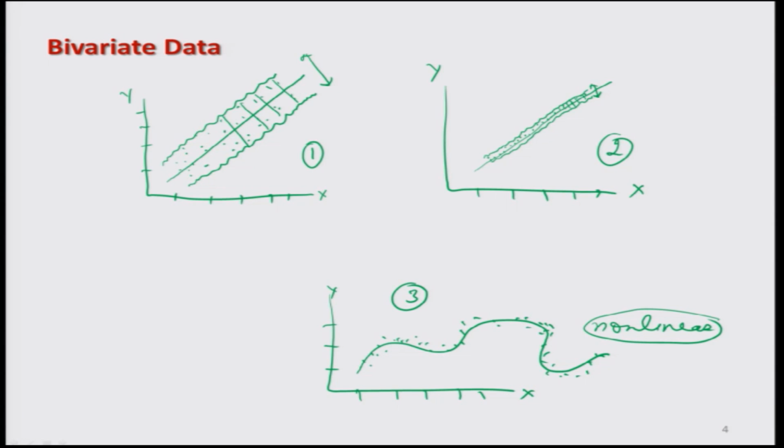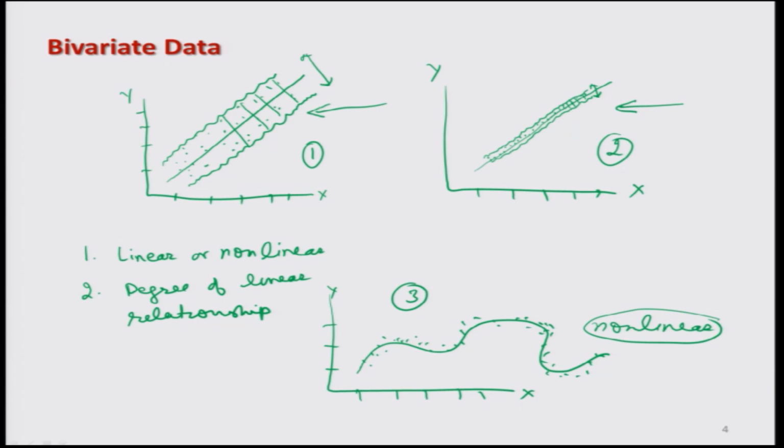That means I can conclude that in figure number 1 and 2, the data is lying near the line, but in figure number 1 the data is more scattered around the line, and in figure number 2 the data is more close to the line. So now we are talking of two features. First feature is whether the relationship is linear or non-linear, and second is the degree of linear relationship. What do you mean by degree of linear relationship? For example, in figures 1 and 2, the degree of linear relationship in figure 2 is more than in figure number 1.